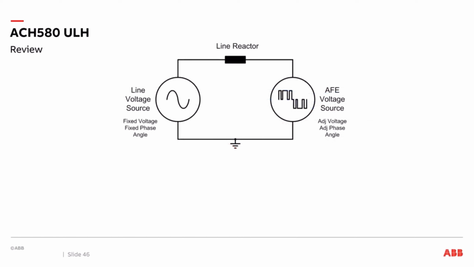Let's review the ACH580 Ultra-Low Harmonic Drive with an active front end. The line voltage is the source. It has a fixed voltage and a fixed phase angle. The active front end voltage source has adjustable voltage and adjustable phase angle. Between the line voltage and the active front end voltage, we have a line reactor. The line reactor causes a 90-degree phase shift between voltage and current.